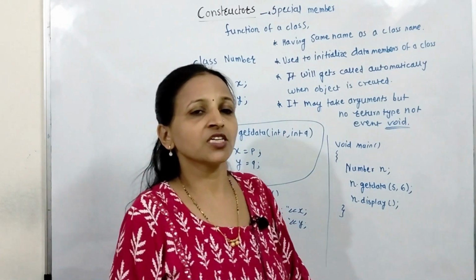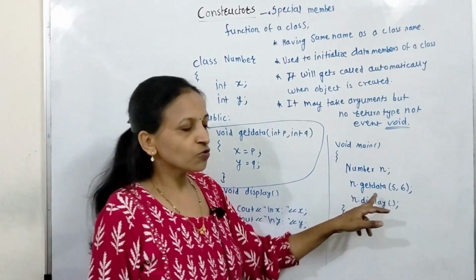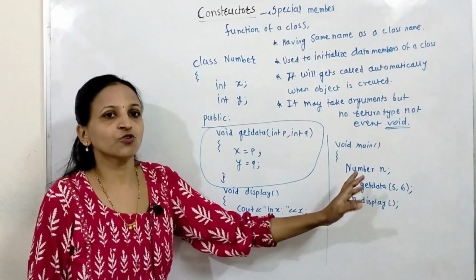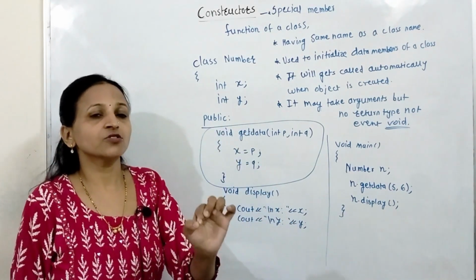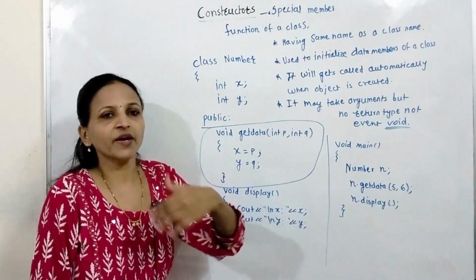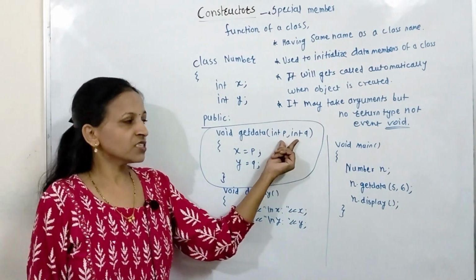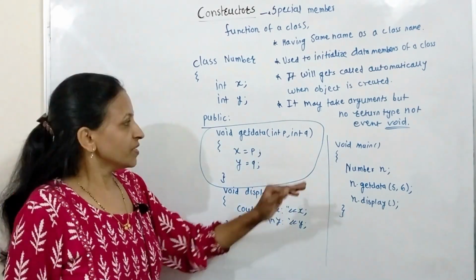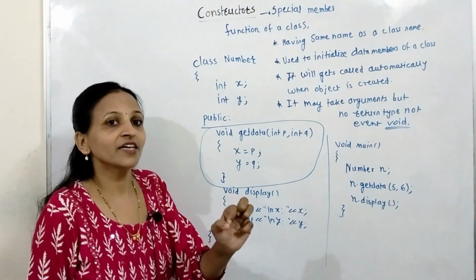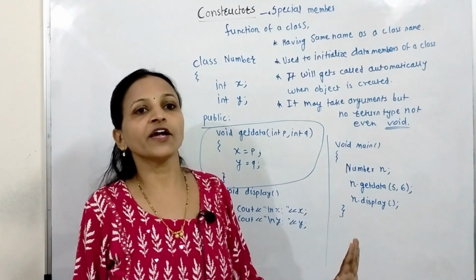The main purpose of a constructor is to initialize the data members, and there is no need to call it using object dot. See here, we have called get data and display using object dot, but a constructor is not to be called using object dot. Whenever you create an object, the constructor will get called automatically. Now a constructor may take arguments like this, or you can write it like this also. It may take arguments, but compulsorily there is no return type, not even void.